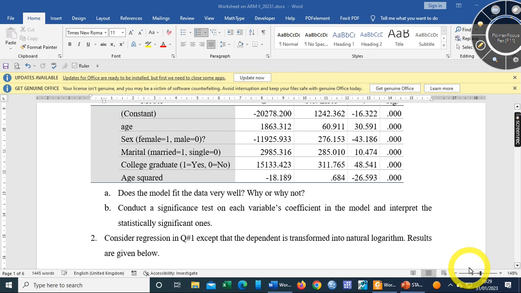What does that mean? Initially, during the early age, individuals' income increases as age increases because your experience increases during the early age of your career. You are more energetic, and you can work for more hours.